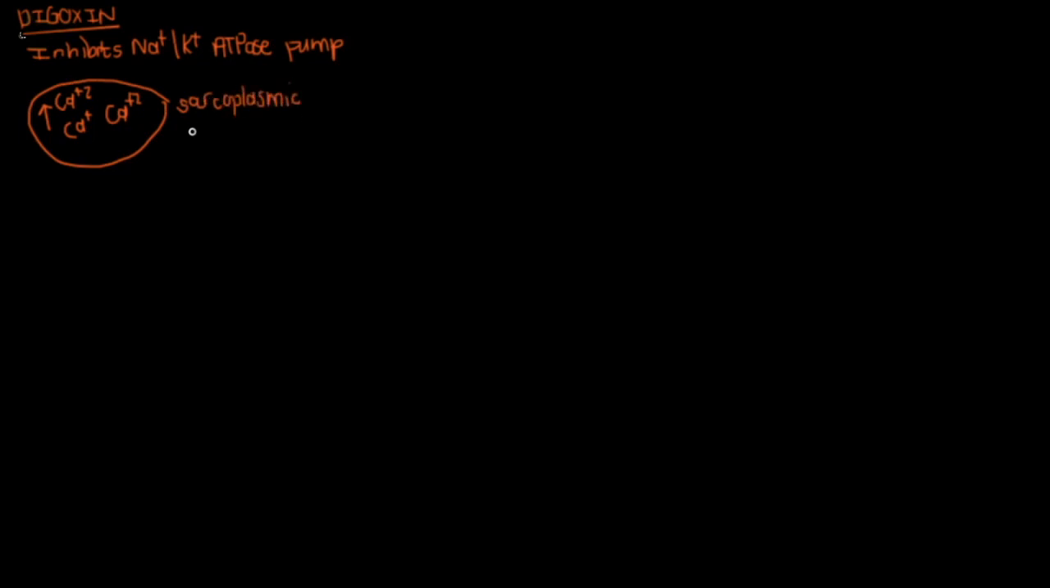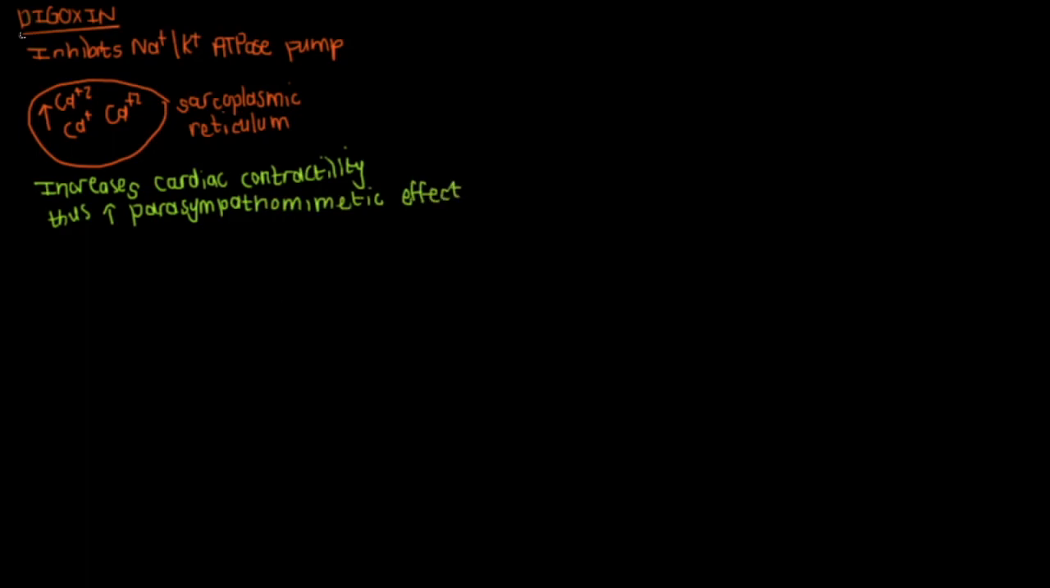And digoxin is an inhibitor of the sodium-potassium ATPase pump. It reduces calcium from moving out of the cell and thus increases the calcium stored in the sarcoplasmic reticulum. In this way, it can increase cardiac contractility and also increase the parasympathomimetic effect on the heart. It's usually used in chronic heart failure and atrial fibrillation. Side effects include nausea, vomiting, diarrhea, and cardiac arrhythmias.